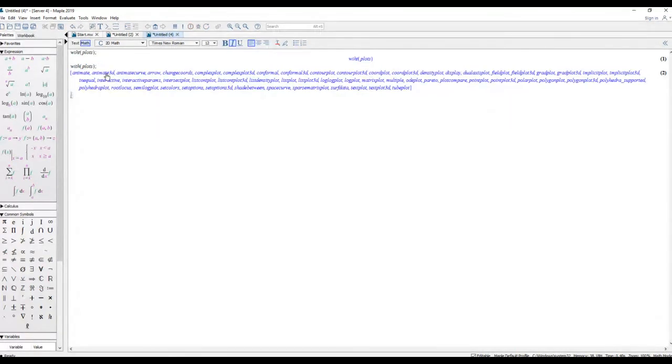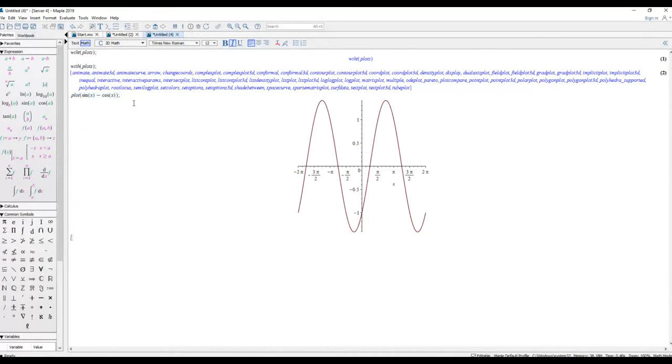Okay, so I'm going to load up the plot calling sequence, and I'm going to plot sine of x minus cosine of x. So you can see in this graph, I haven't done anything spectacular. I've just asked Maple to plot the function sine of x minus cos of x. And I can see that the solutions are where the graph cuts the x-axis.